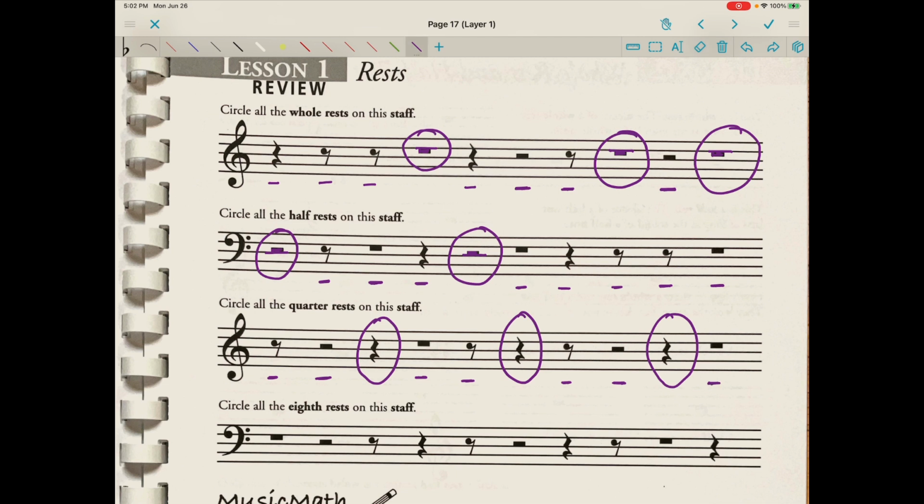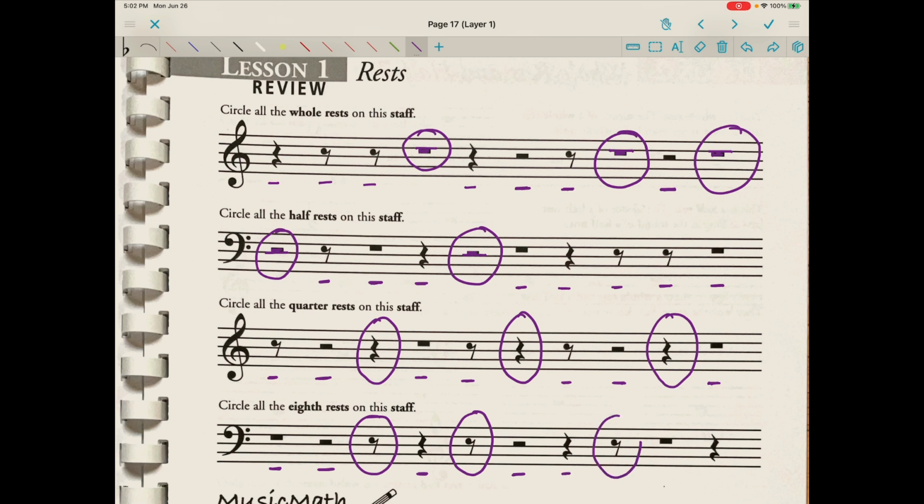Circle all the 8th rests on this staff. Well, over here we have our whole rest again. We have our half rest sitting on line 3. Here's our 8th rest, that swoopy looking 7. Then we have our quarter rest, the Z with a tail. Then we have another 8th rest. Then we have a half rest again sitting up on line 3. We have another quarter rest.